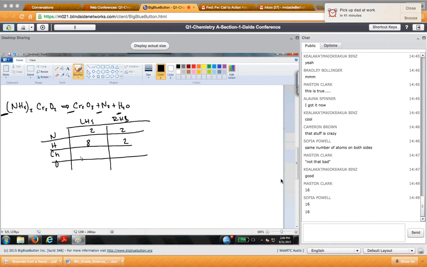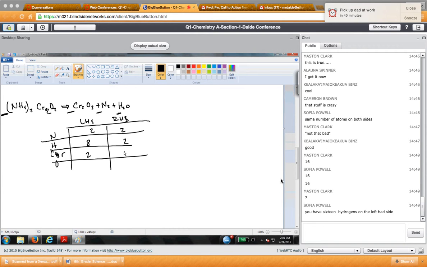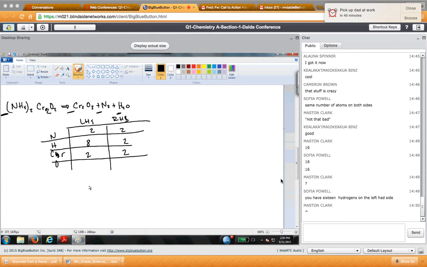How many chromes do I have? This looks like CH, but it's Cr. How many chromes do I have on the left side? 2. Sorry, it's a 2. How many chromes do I have on the right side? 2. Good. How many oxygens? It's a 4. Oh, 8.